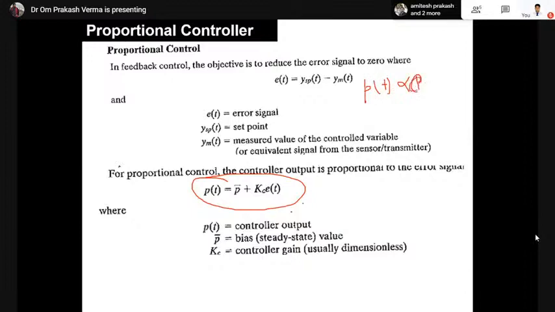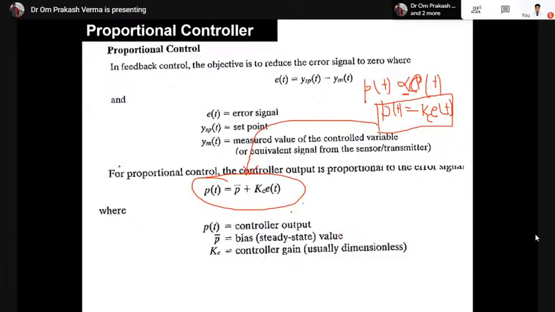When the proportionality sign is removed, a constant comes, and that constant is the proportionality constant K_c, and the relation will develop as P(t) equals K_c times e(t). But we have written it like this: P(t) equals P bar plus K_c times e(t). Or generally the book writes P(t) equals K_c times e(t). So what is the contradiction?